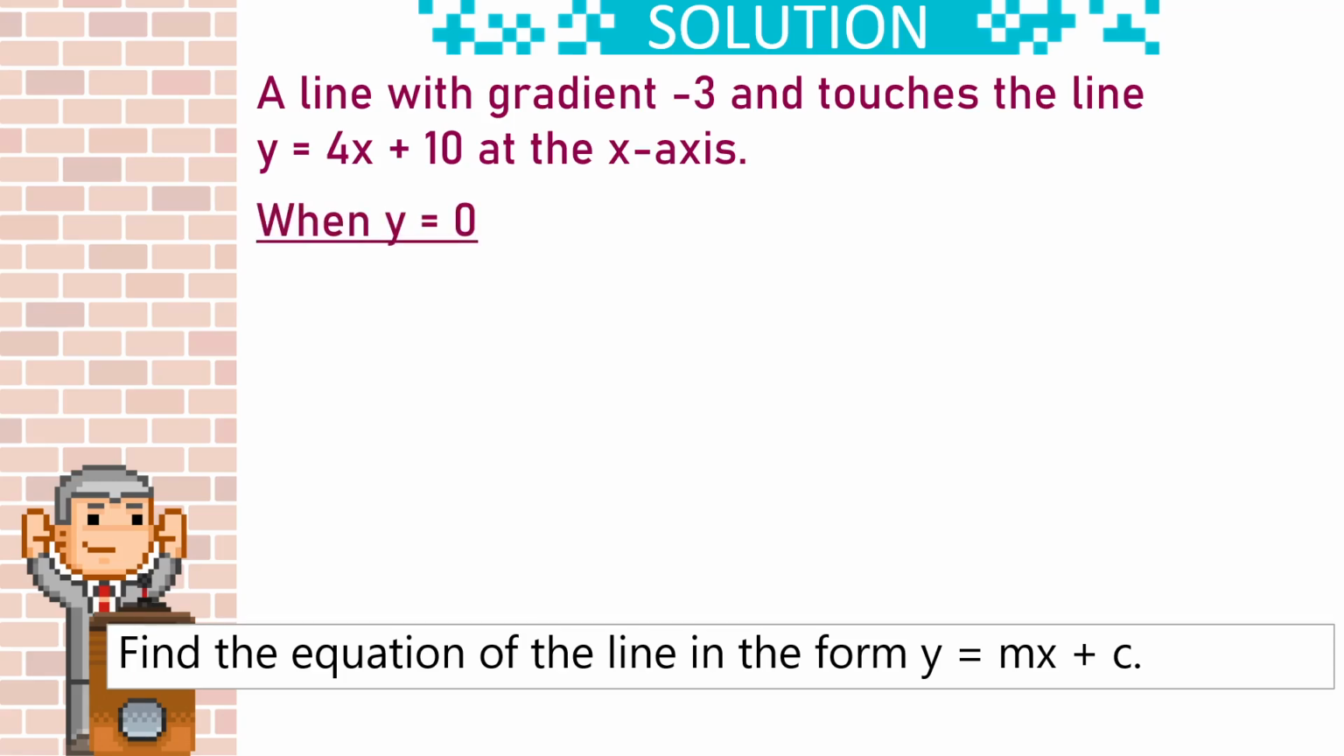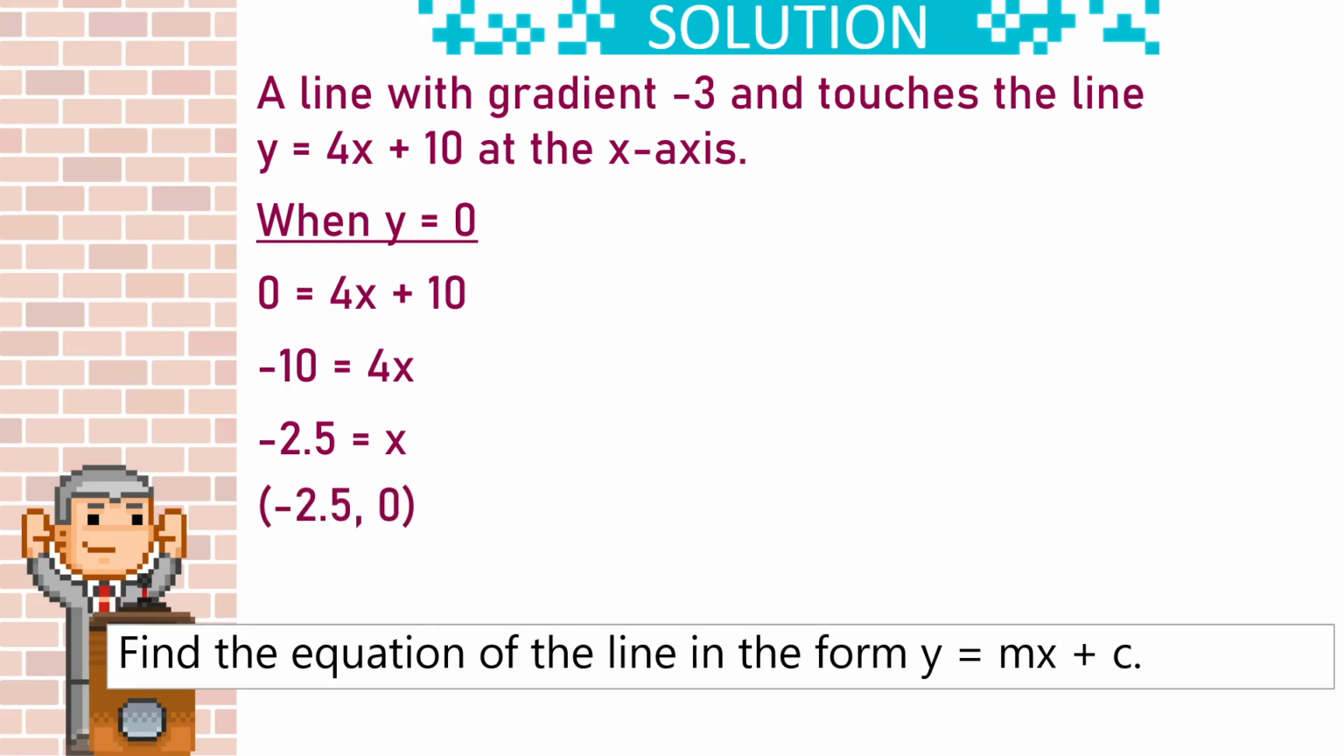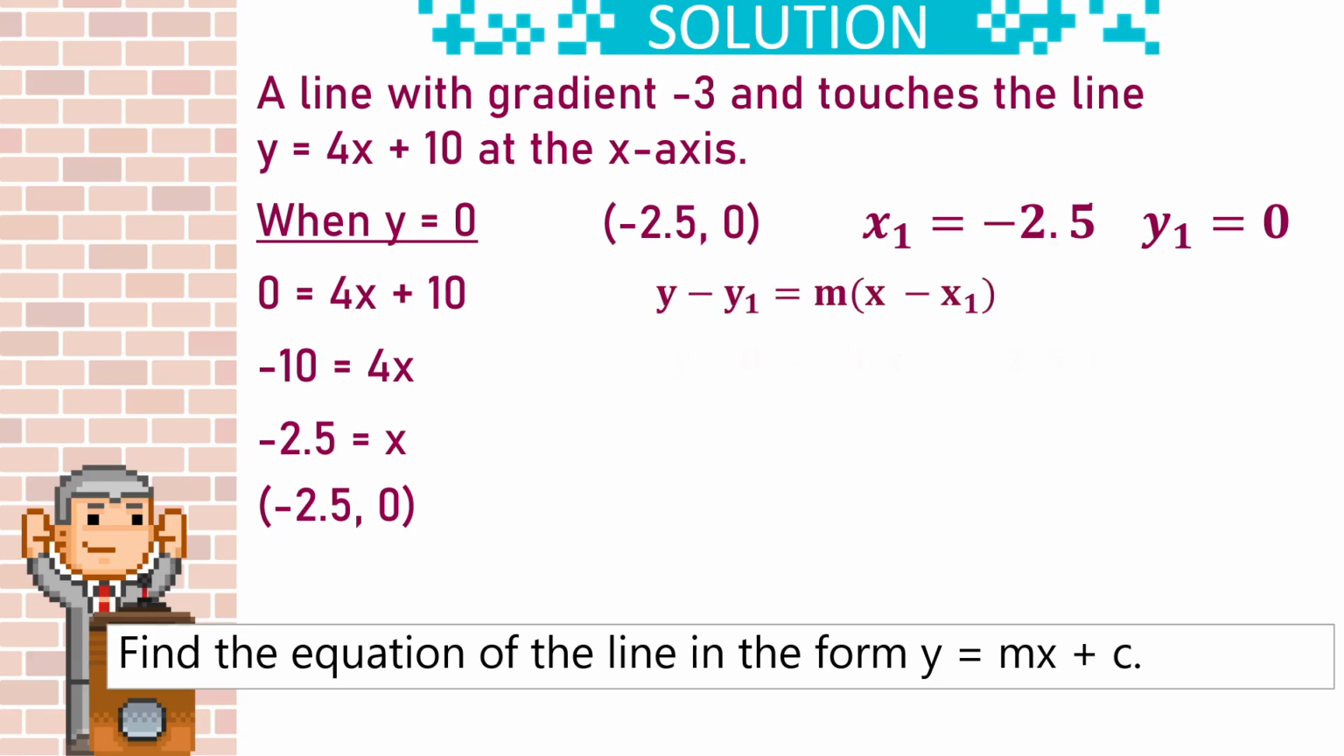So substitute 0 into that equation, we get 0 equals 4x plus 10, take away 10 both sides, divide by 4 both sides, and we've got our coordinate on our line, which will be when x equals minus 2.5 and when y equals 0. So we know that our x1 coordinate is minus 2.5, our y1 coordinate is 0, and our m is minus 3. So substitute that into the format, and we get y equals minus 3x minus 7.5.